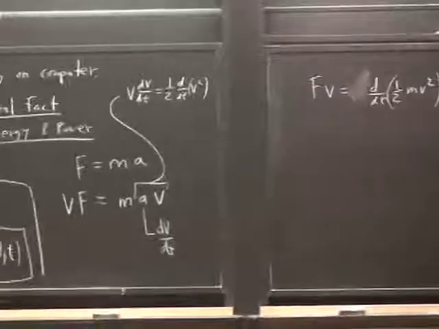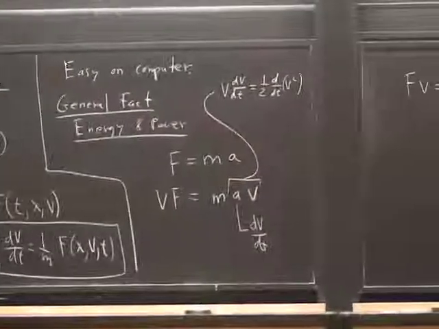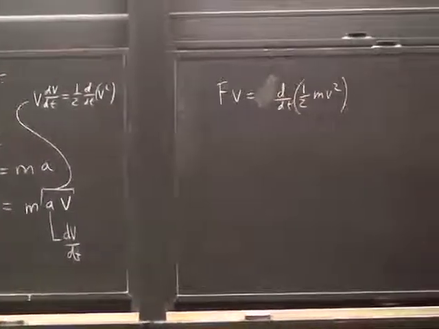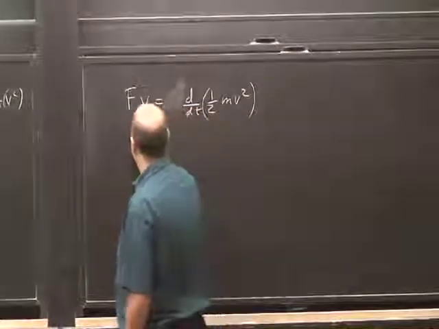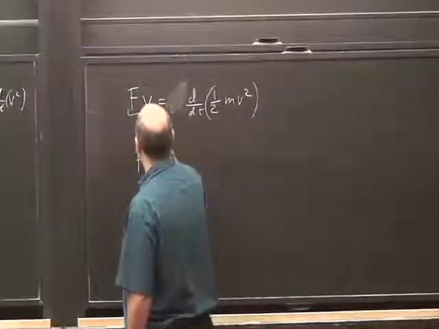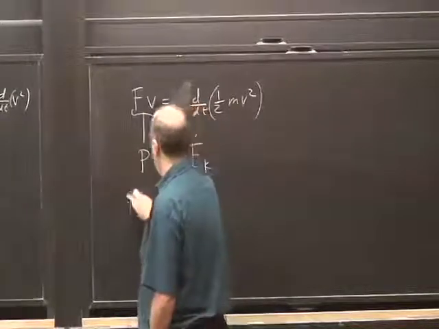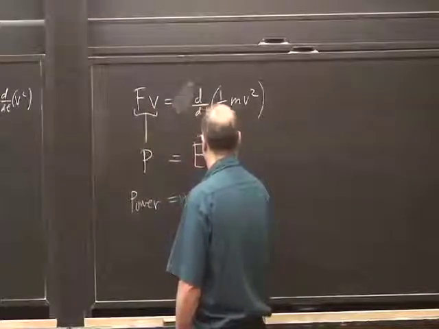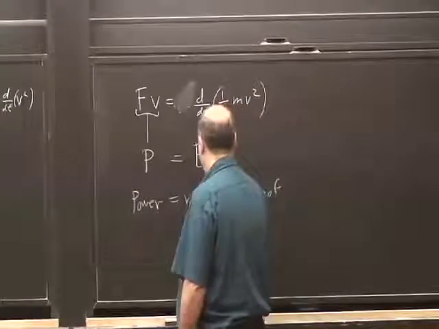So that's the simplest form of conservation of energy in one-dimensional mechanics. It's probably the simplest form of conservation of energy, period, in all of science. And it says that the power, so this thing we can call power, is equal to the rate of change of kinetic energy. So power equals rate of change of kinetic energy.